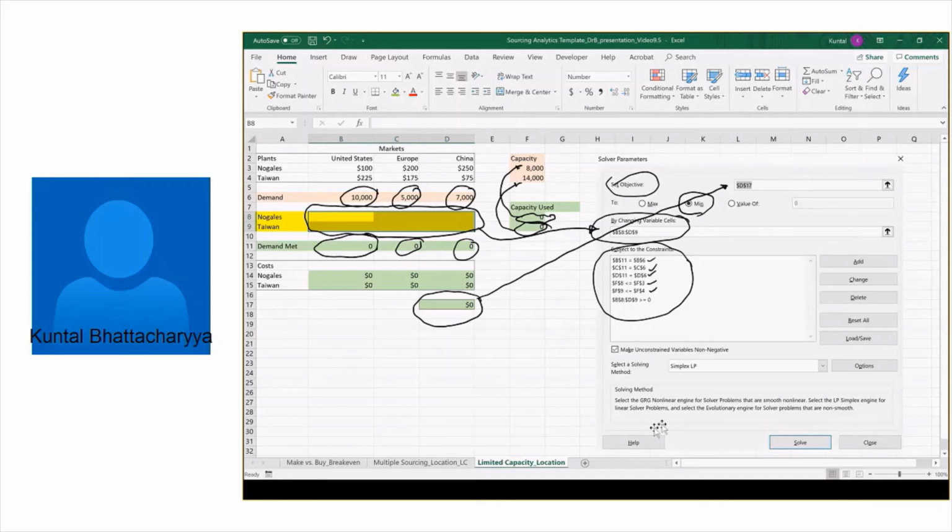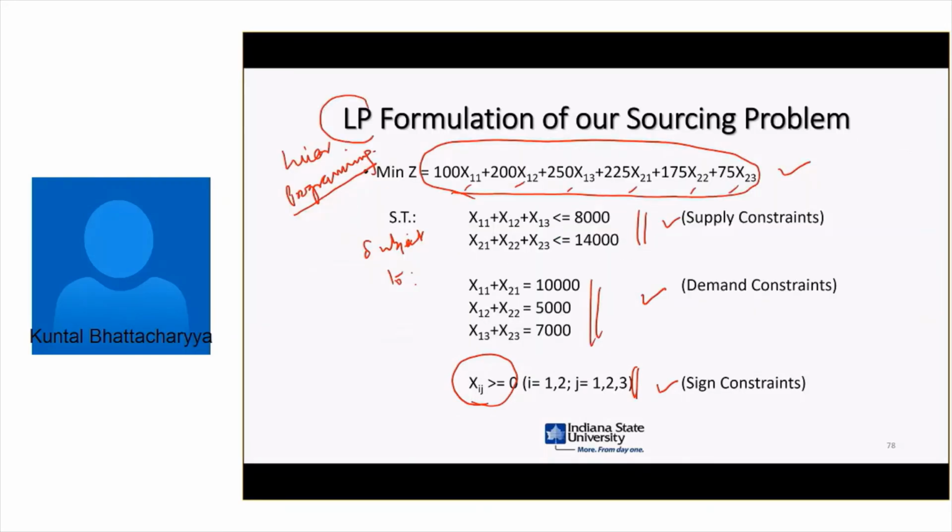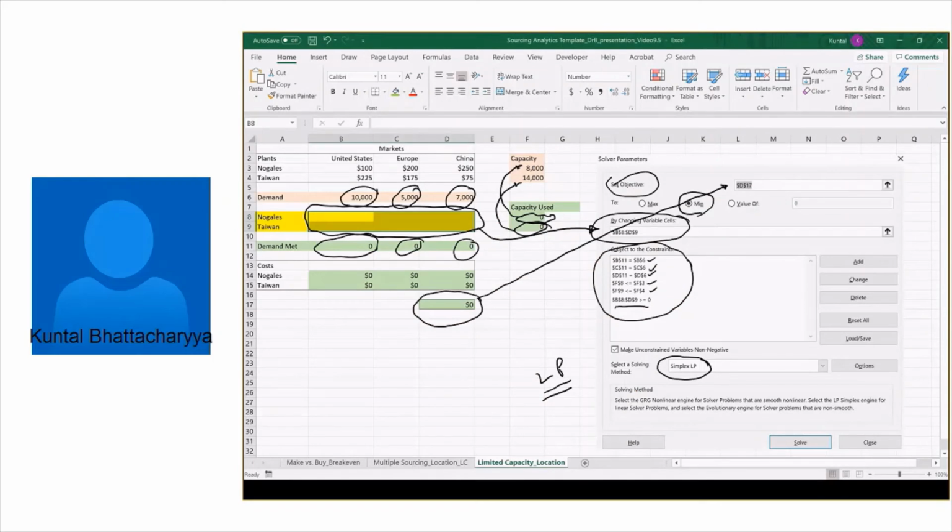Finally, last but not the least is your sign constraint, which is where you again choose all of these cells together, hit greater than or equal to 0, ensure that whatever units you are choosing are at least 0 or more. It cannot be negative. And then you can also choose your unconstrained variables non-negative, and you choose a solving method. In this case, it's a simple LP problem. It's a linear programming problem in the same exact setup that we had here. It's a very basic LP formulation. So once we solve this, life is good.